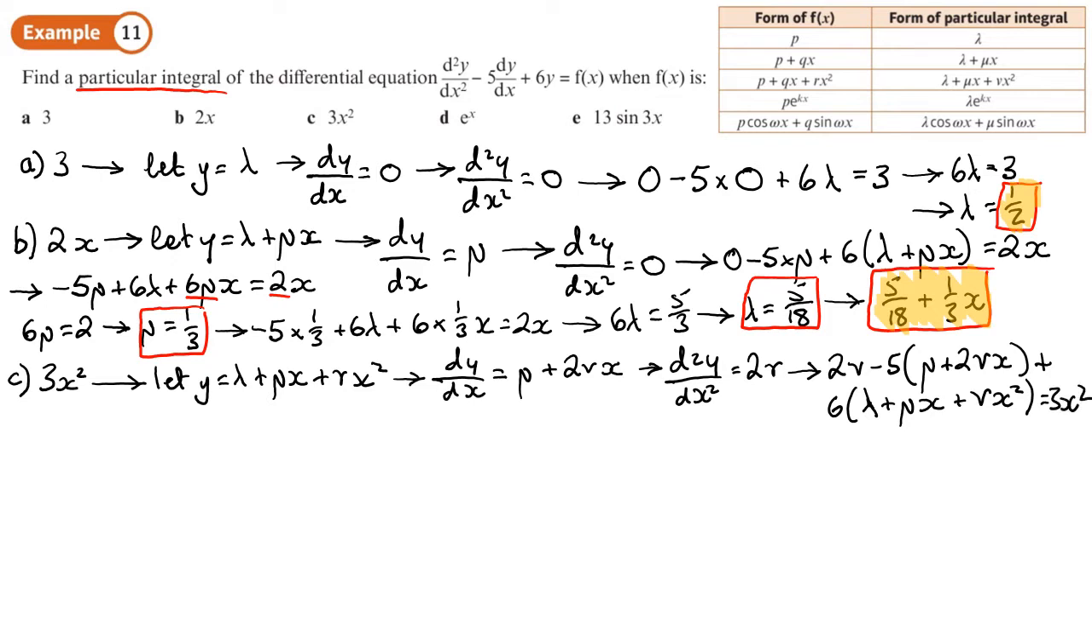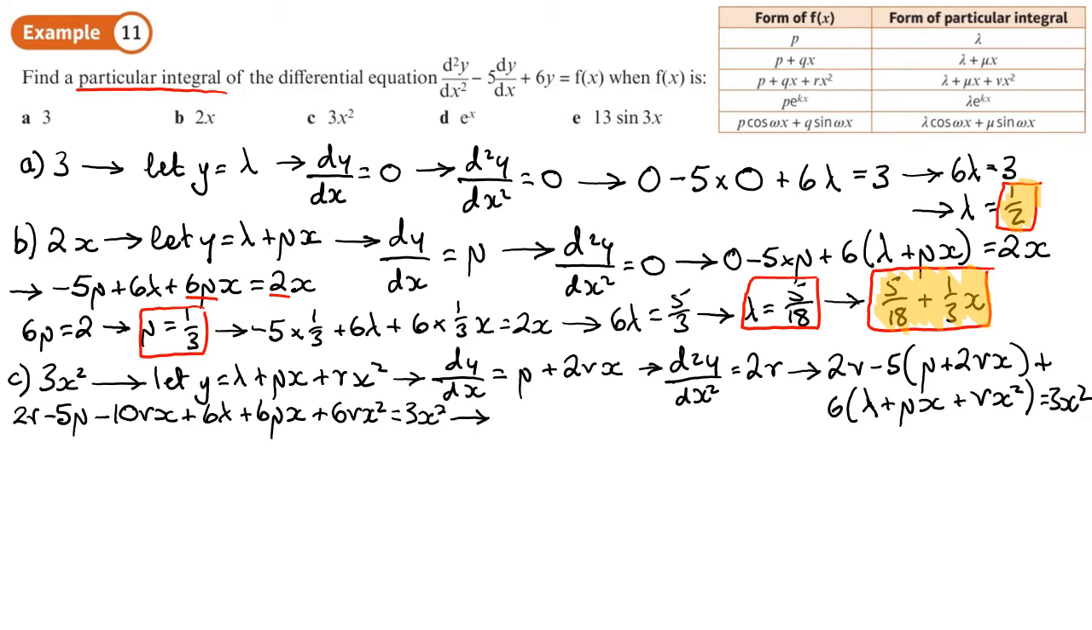So now we solve this. What we'll do is expand the brackets, and then I'm going to collect terms of the same coefficients. I think that will probably be the quickest way. So we've got 2 nu minus 5 mu minus 10 nu x plus 6 lambda plus 6 mu x plus 6 nu x squared equals 3x squared.